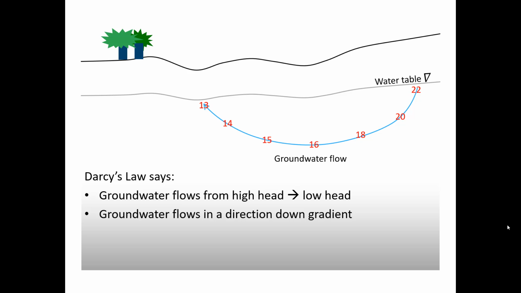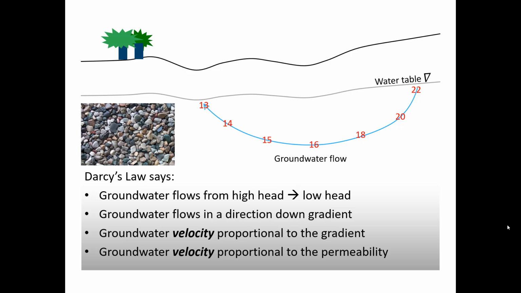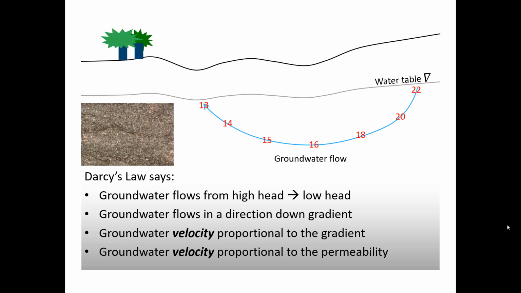So in summary then, Darcy's law says that groundwater flows from high head to low head, and specifically in a direction that is down the gradient, in the direction opposite to that of the gradient of head. Darcy's law also says that the velocity of groundwater flow depends on 2 things, the magnitude of the gradient and the permeability of the sediment. If the gradient is 0, there is no flow. If the medium has a high permeability, like sand or gravel, then the velocity will be relatively high. If the medium has a low permeability, like silt or clay, then the velocity will be relatively low.